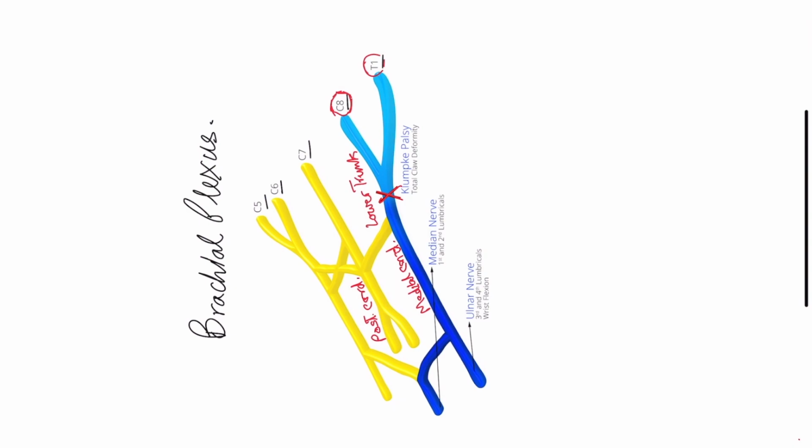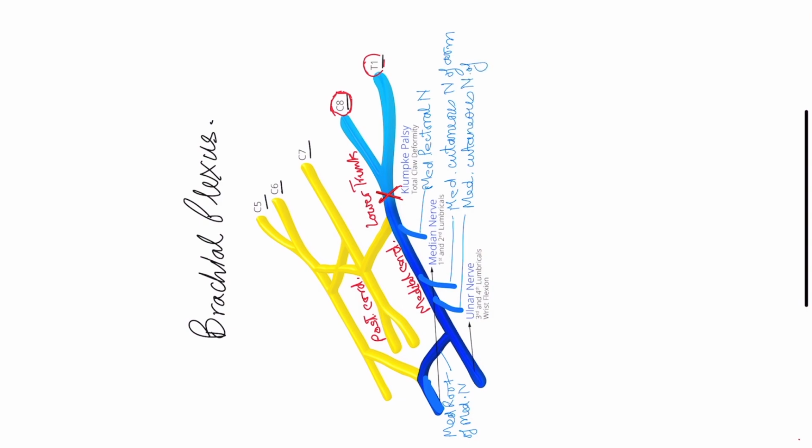And through the medial cord, it gives out branches: the medial pectoral nerve, the medial root of the median nerve, the medial cutaneous nerve of arm, the medial cutaneous nerve of forearm, and finally the medial cord continues as the ulnar nerve.